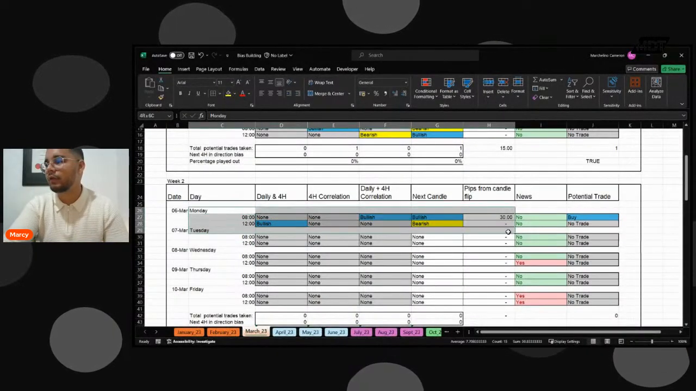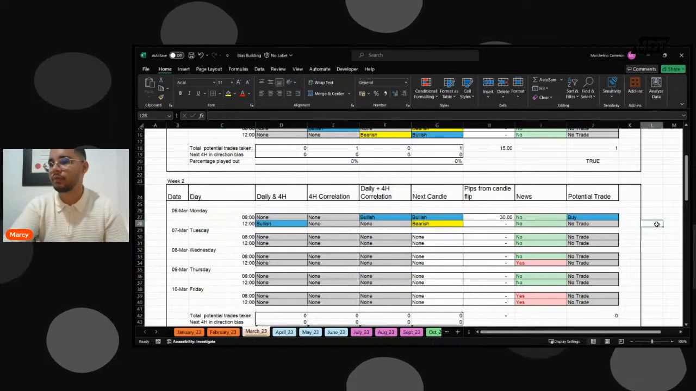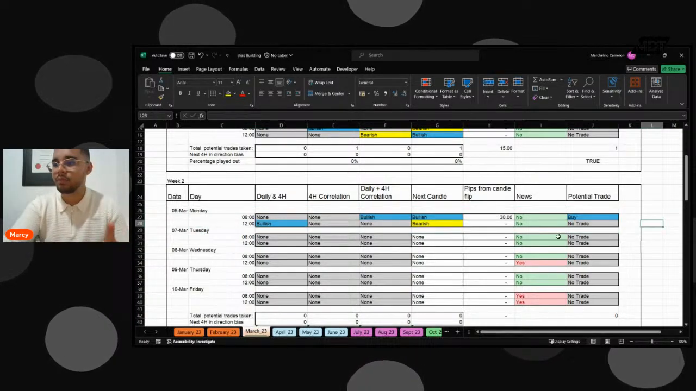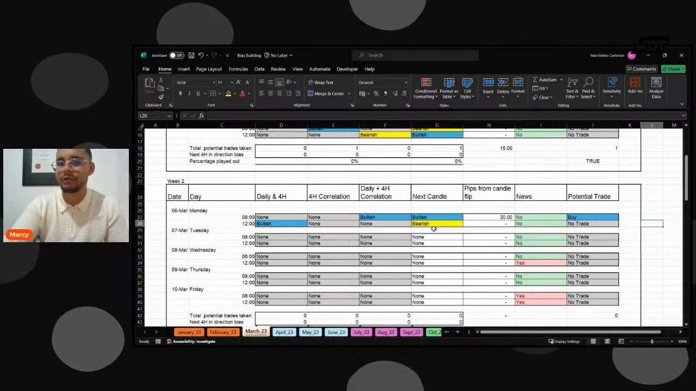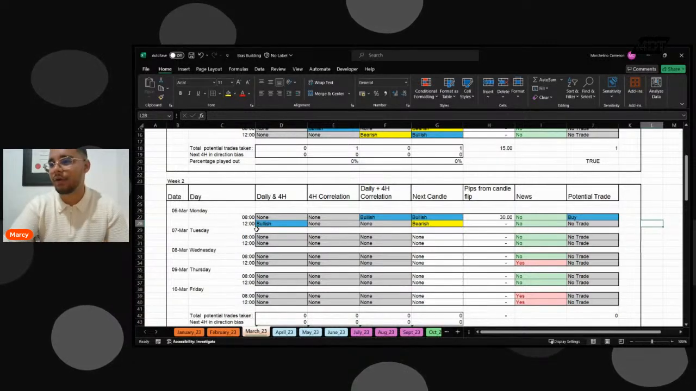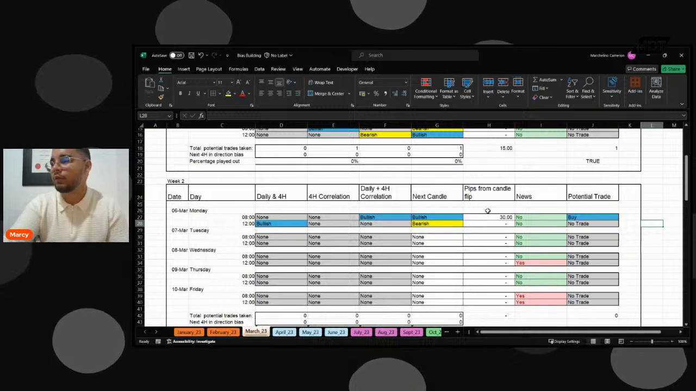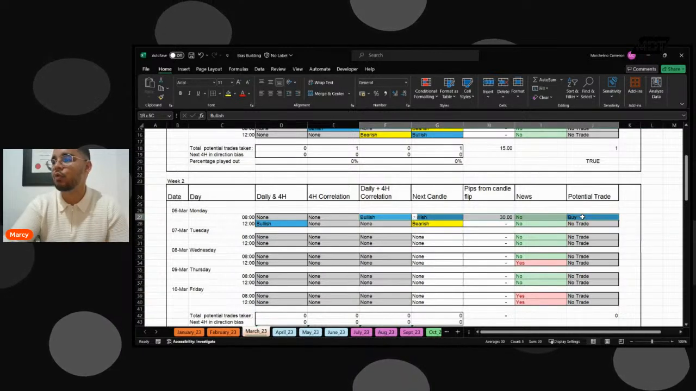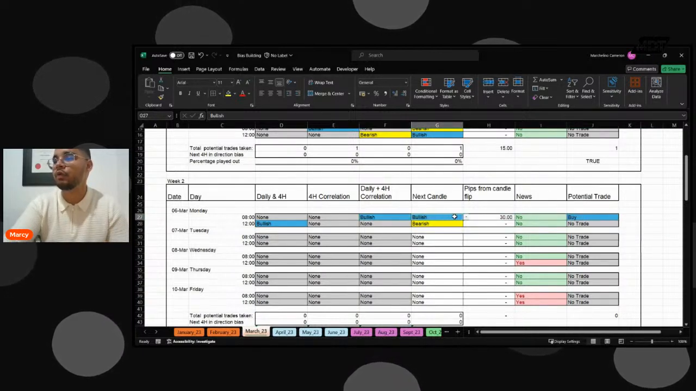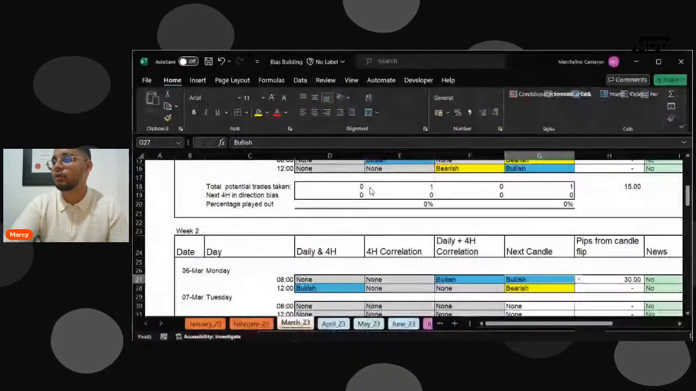I swear this exercise takes quite some time. But maybe if I stop speaking, it will go faster. I don't know. But I think as I speak, I understand it more too. But you can see that we've taken one trade on the Monday, or we would have potentially taken one trade, but it would have played out. Let's go on to the Tuesday.